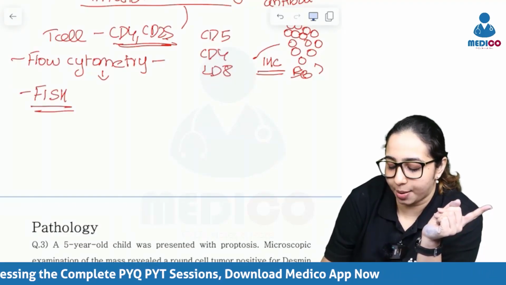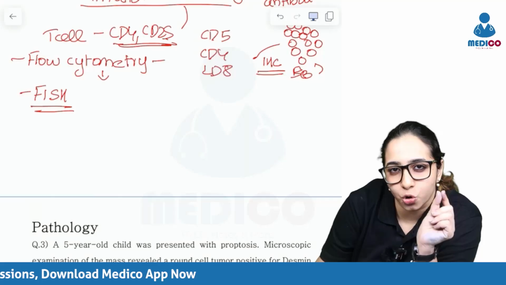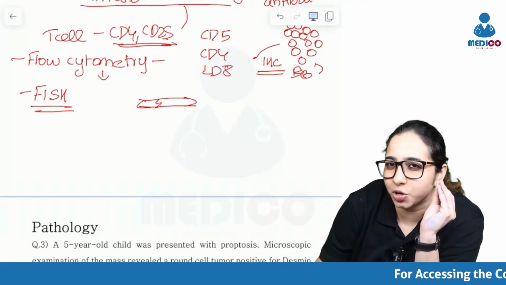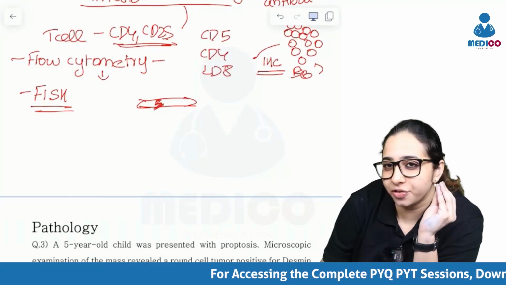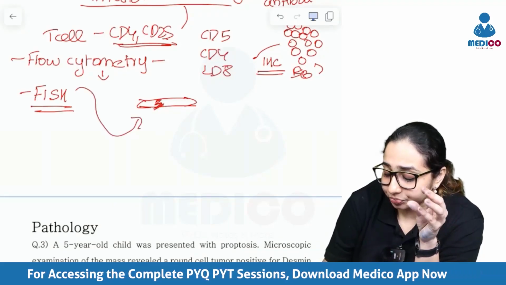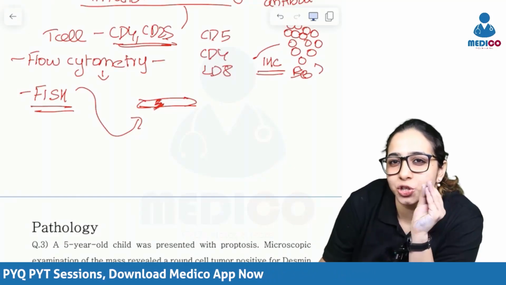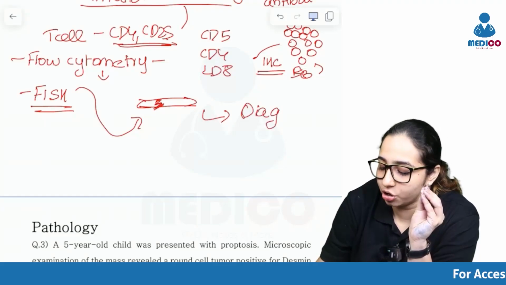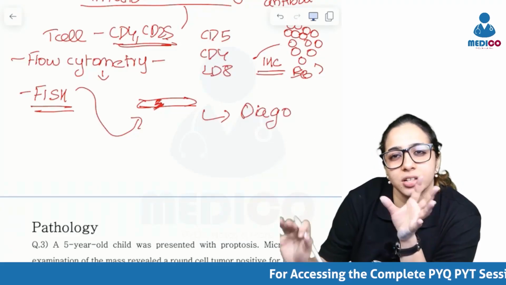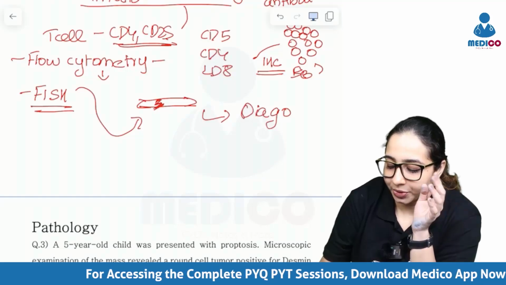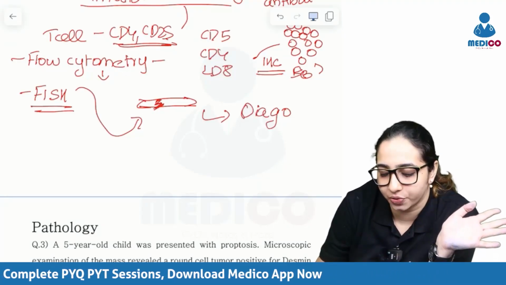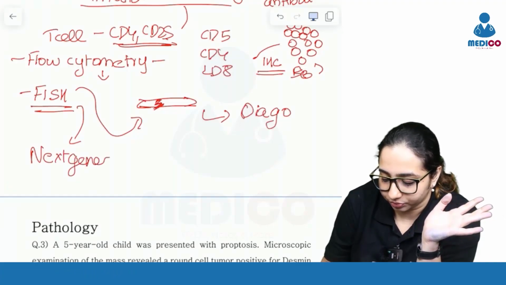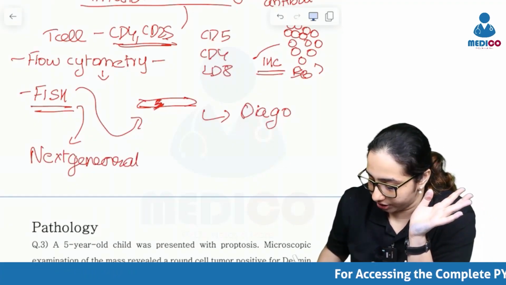In FISH, I have probes that target some sort of translocations, some sort of abnormalities in the chromosome. So if I can understand what sort of chromosomal abnormality is there, I can give a correct diagnosis, because this sort of chromosomal abnormality occurs in this condition only. Now, if even FISH is not working, I go for something known as next generation sequencing.